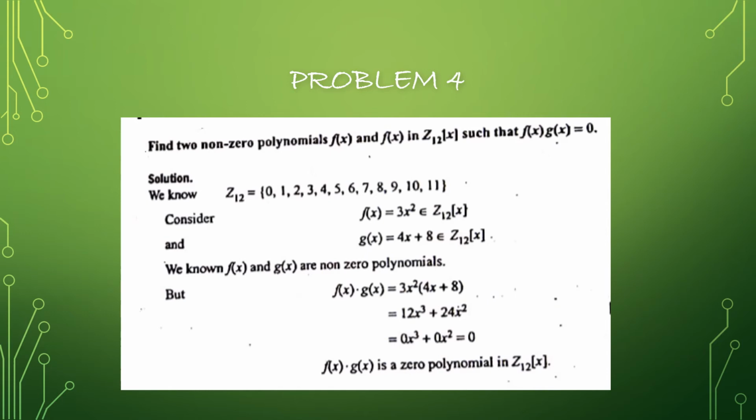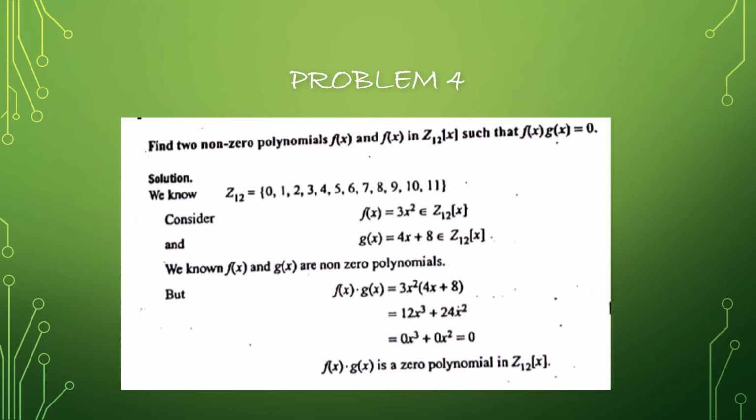So what is your f of x and g of x? We have to consider this in your Z12 of x. So always choose a number which is less than 12, as I told you. You can go with 8 also. They have chosen 8 here. And they have chosen 3 and 4. We know that these are non-zero polynomials. Try to take up anything, no restrictions here. You just multiply them. And the answer will be 3x square into 4x plus 8.